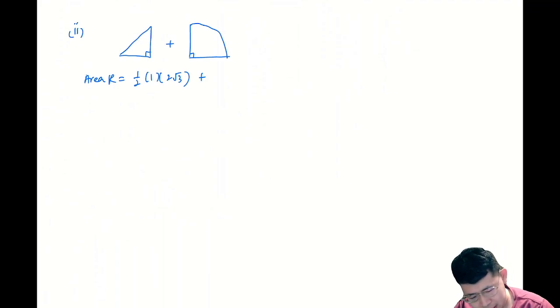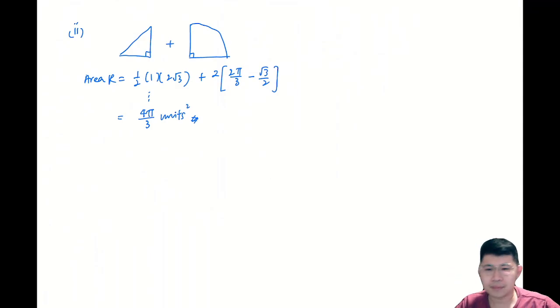Just now we've already integrated the function, so actually we see something like this. To simplify the whole thing, at the end of the day, I will get 4 pi over 3 units square. So this is how we do part 2.